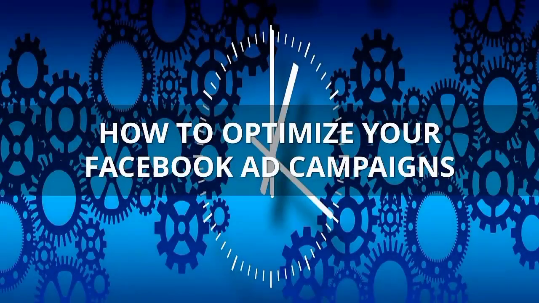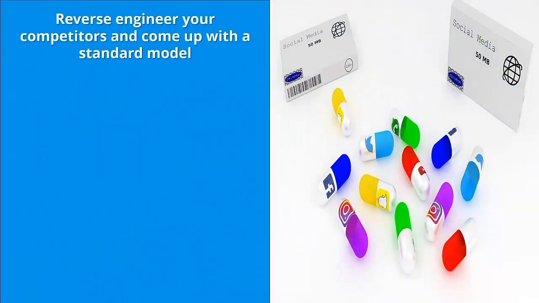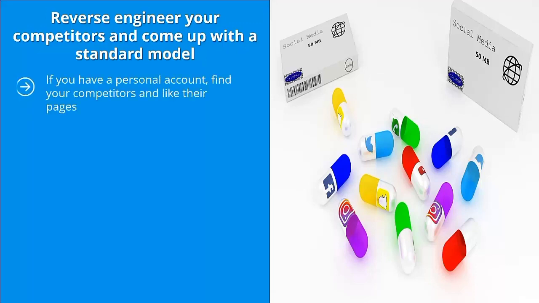How to optimize your Facebook ad campaigns. Follow the steps below so you don't overthink things and make bad decisions when optimizing your FB ads. Reverse engineer your competitors and come up with a standard model. If you have a personal account, find your competitors and like their pages. Before you know it, you'll start seeing ads either from your competitors themselves or from businesses that are very similar to your competitors. Pay close attention to these ads.